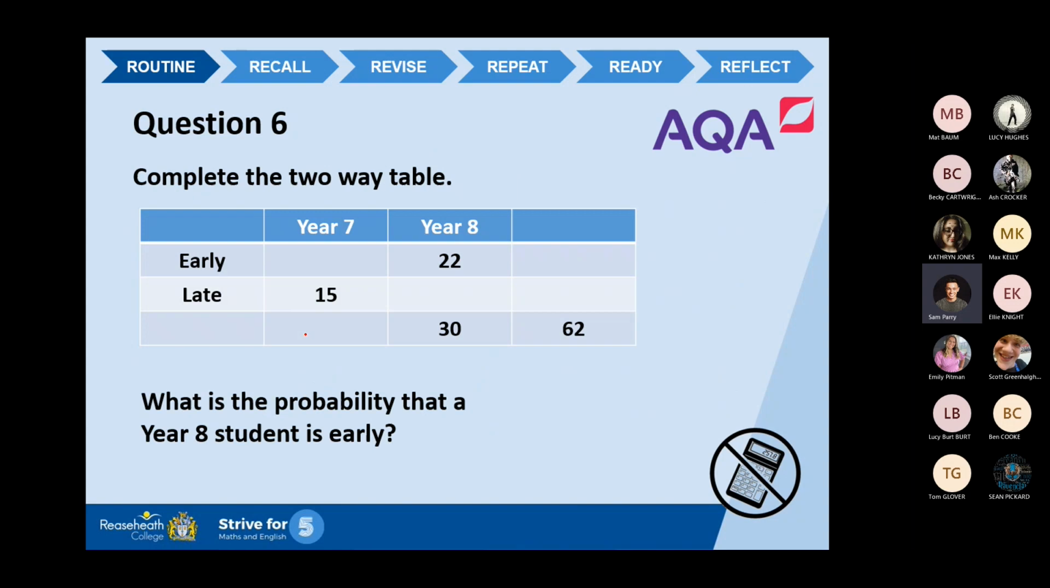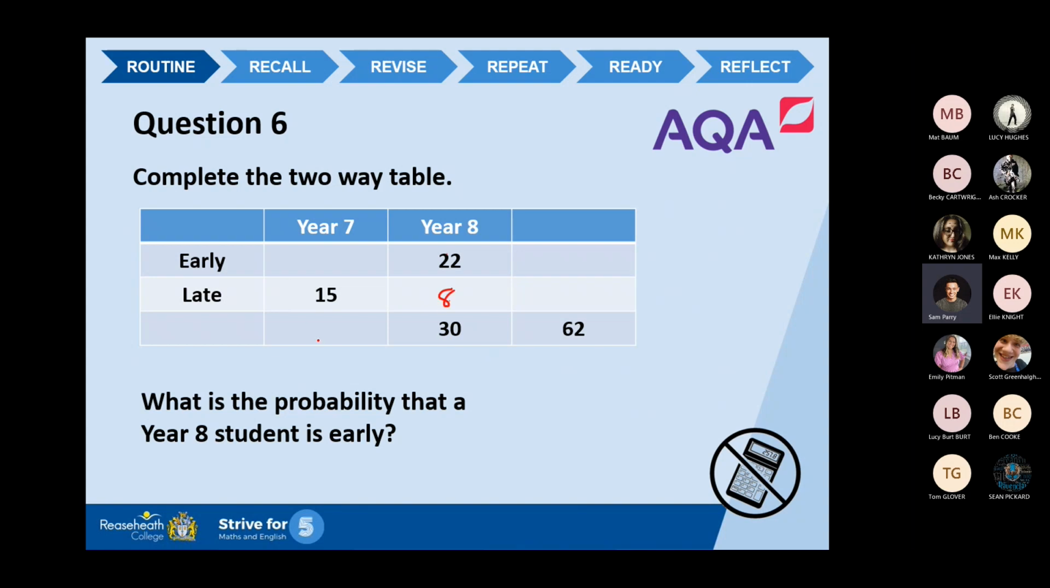Okay, 2 more questions to go. This is a two-way table. So basically, it's about using what you know to calculate what you don't know. And there's a few different ways you can do this, but it's about realizing, well, this number added to this number have to add up to 30. So 22 add 8 gives me 30.